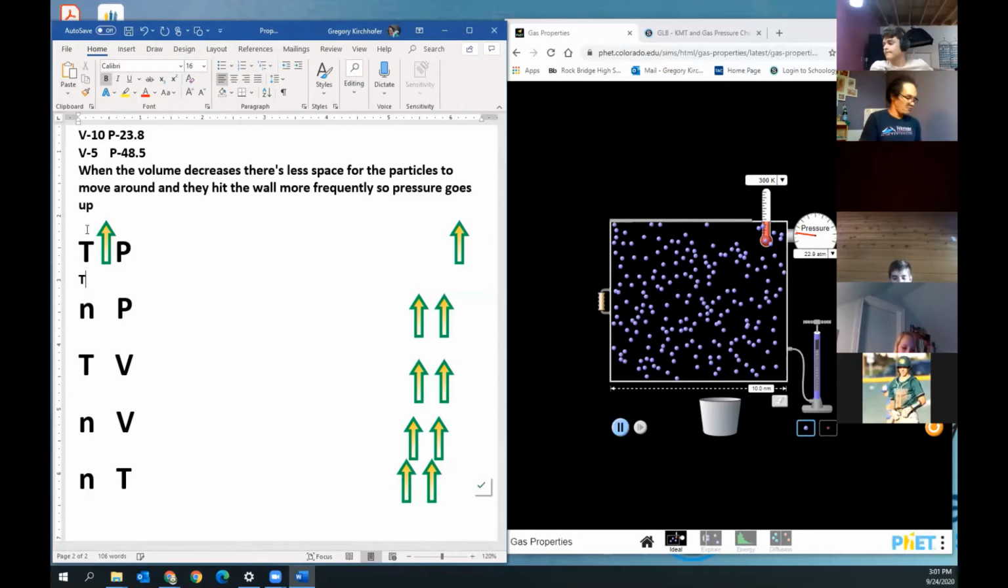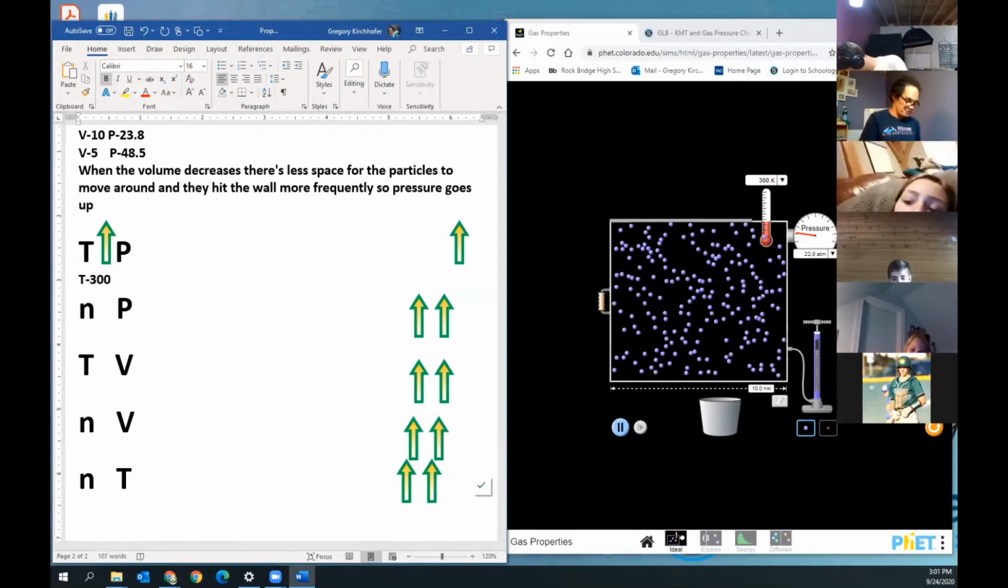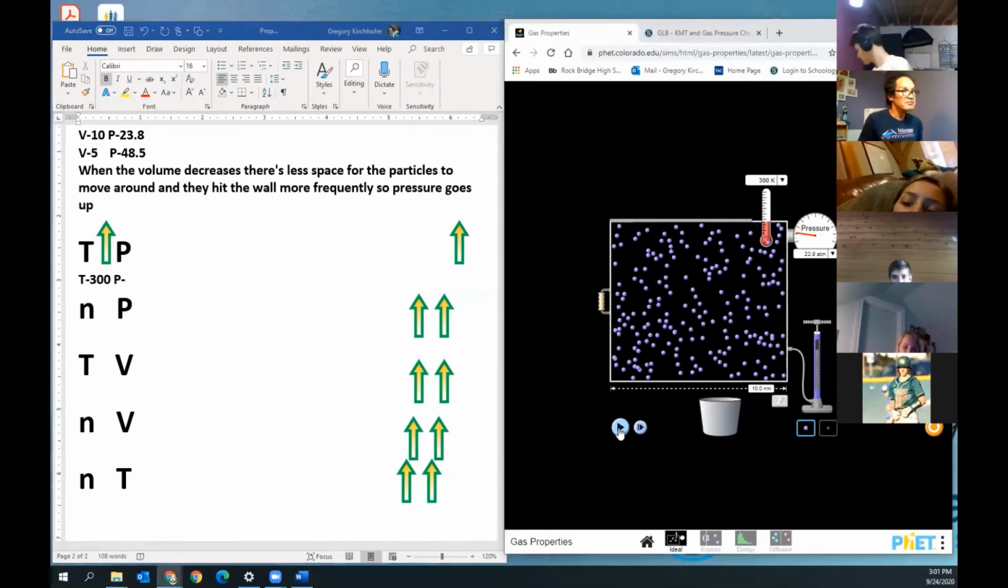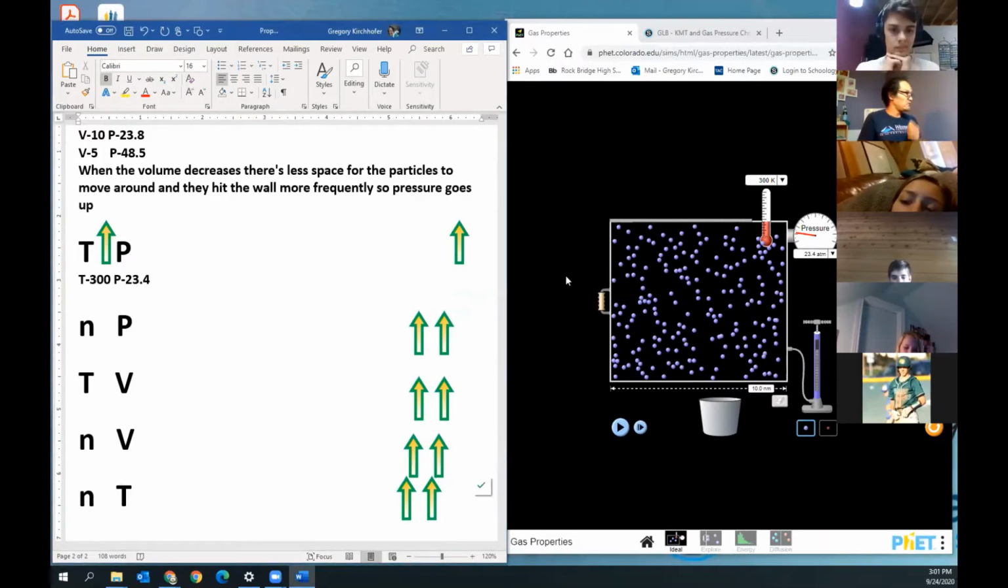Numbers in here too. We're at 300 temperature. And pressure at 23.4. So let's go. Let's make it hot. 750.